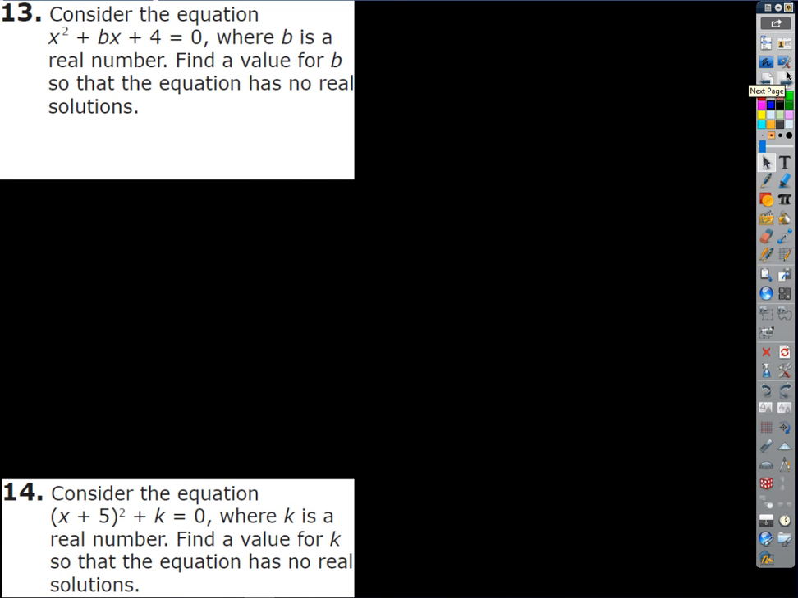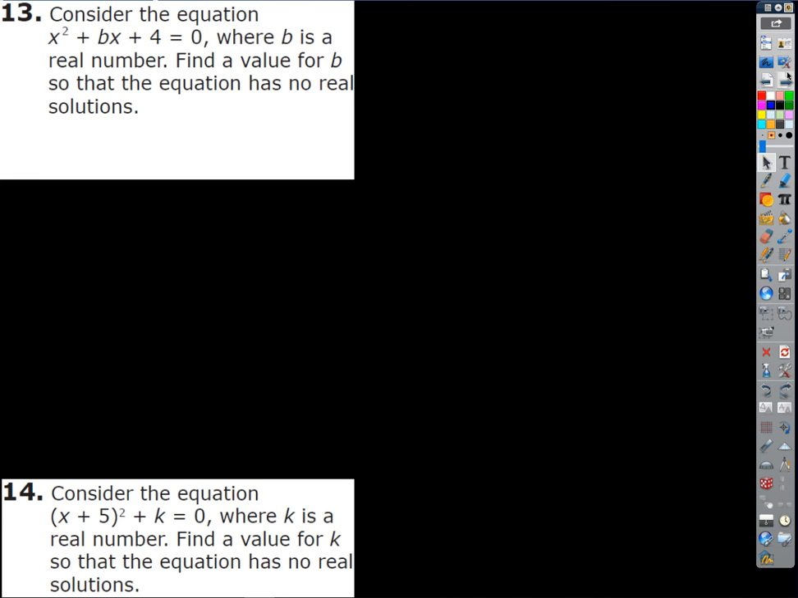So how about this one? These are good. I like these. Consider the equation x squared plus bx plus 4 equals 0, where b is just a real number, no i's. Could be anything. It says find a value for b so that the equation has no real solutions.